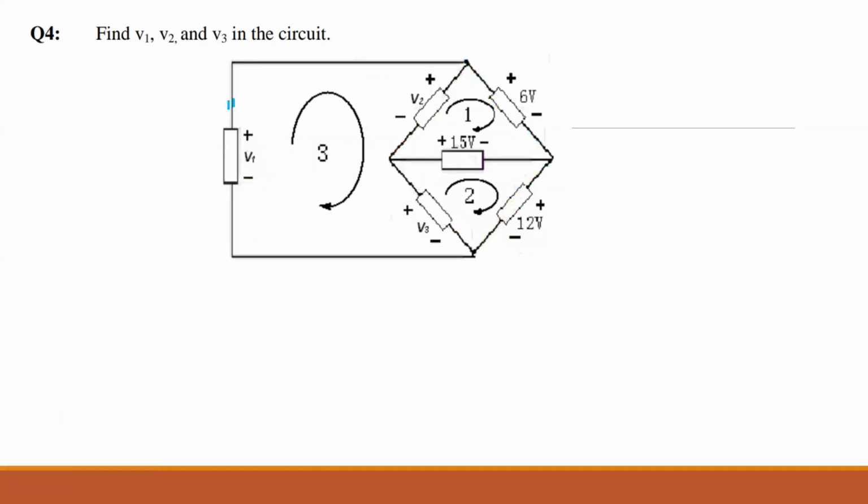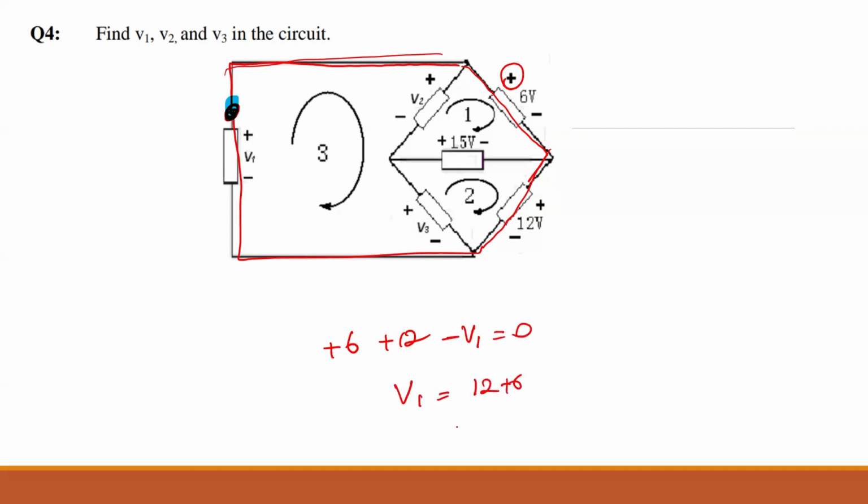Okay, so I'm going to just go this way, but it's up to you. You can do any one. So I'm starting at this point, going to +6, going to +12, and going to negative V1 equals 0. So V1 is equal to 12 plus 6, which is 18 volts. Are we okay with this KVL? Yep. It's good.